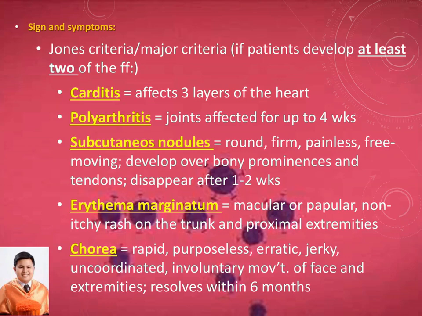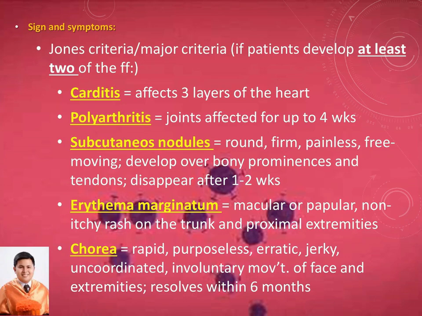Second criterion, polyarthritis. It is a term used when at least 5 joints are affected with arthritis or joint inflammation. It usually takes up until 4 weeks. Third are the subcutaneous nodules. These are deep-seated lesions in the skin located in the deep dermis and subcutis, often with minimal changes appreciated on the surface of the skin. It is usually evident over bony prominences.